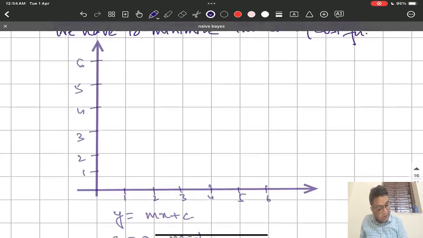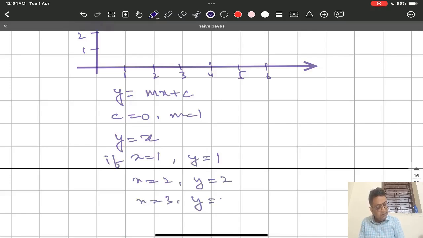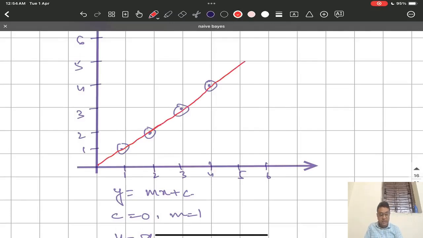Okay. Now y equal to x. So if x equal to 1, then y equal to 1, x equal to 2, then y equal to 2, x equal to 3, then y equal to 3, x equal to 4, y equal to 4. So it will happen like this. This is a line, it's going on like this. Can you see? Okay, this is the best fit line I told you earlier.